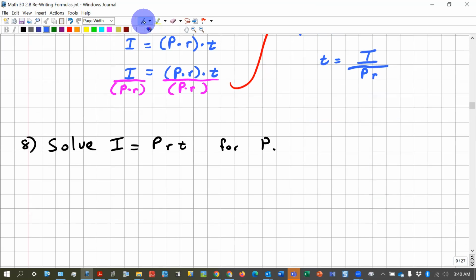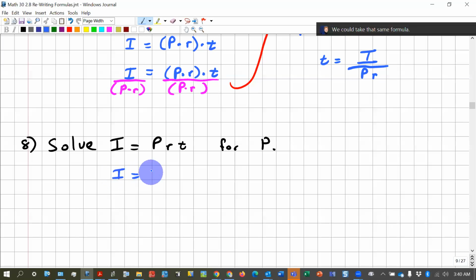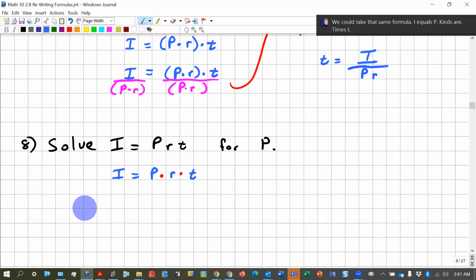We could take that same formula, I equals P times R times T, and we can rewrite this formula so that P is by itself.